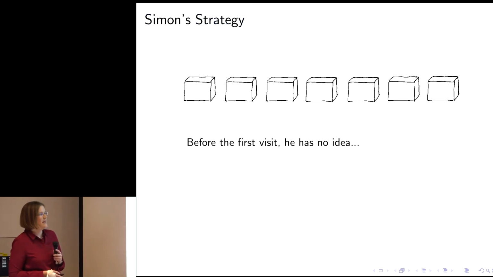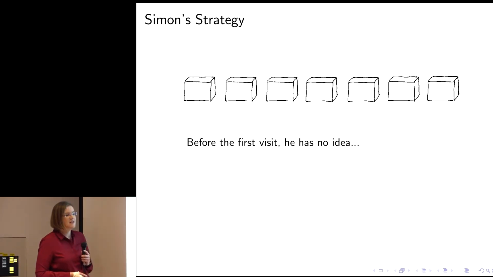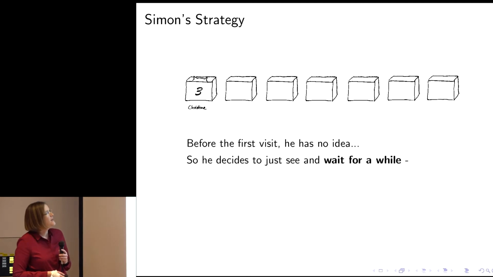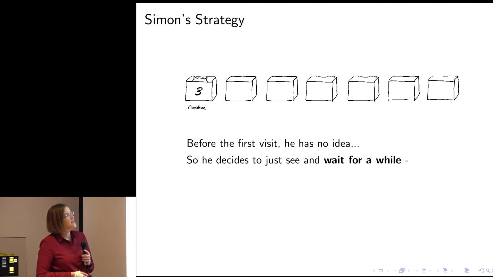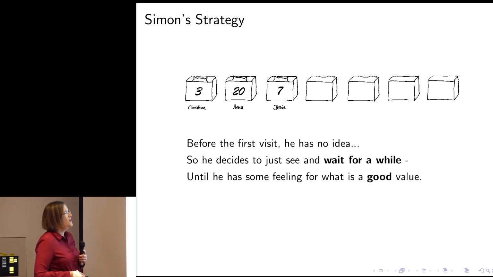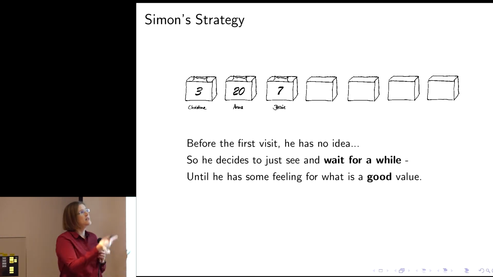Let's see what Simon does. This is probably an intuitive way to go at it. At first, what does he know? He doesn't know anything. But once he goes and sees some cats, he will observe their values, and that is maybe a good way to start. You just go to a few appointments and wait and see what's there. So let's say he does that, and then he has some feeling for what is good. The 20 there looks pretty decent, for example.